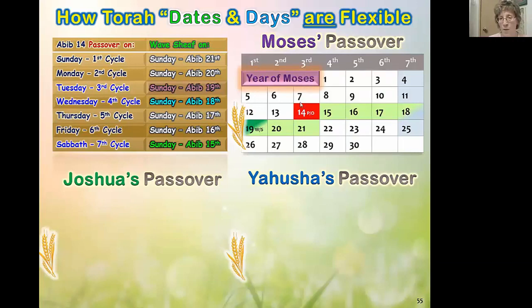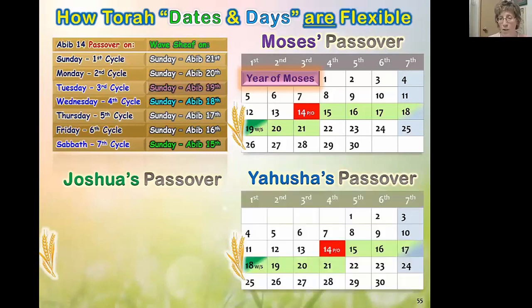His Passover was on the 3rd cycle. Wave sheaf is on the 19th, the day after the weekly Sabbath within the Passover festival. On Yahusha's calendar, his Passover is on the 4th cycle, the midst of the week. You go all the way to the Shabbat, and then Wave Sheaf here is on the 18th of Abib, not the 19th like it was in the year of Moses. And we've already done Joshua, but let's do it again.